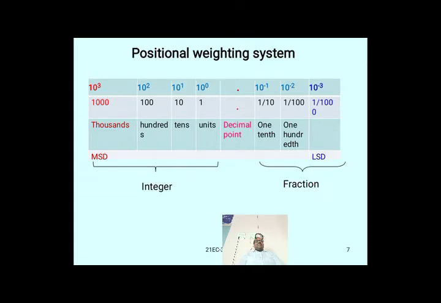Before the decimal point, these numbers are integers. After the decimal point, these numbers are fractions. Please make a note of it. Positional weighting system, 10 cube, 10 square, 10 power 1, 10 power 0. You already know from previous classes, the lower classes, from third class, the positional weighting system. First place is units place, second place is tens place, third place is hundreds place, fourth place is thousands, fifth place 10,000, sixth place 1 lakh. Okay, like that. Okay, completed.